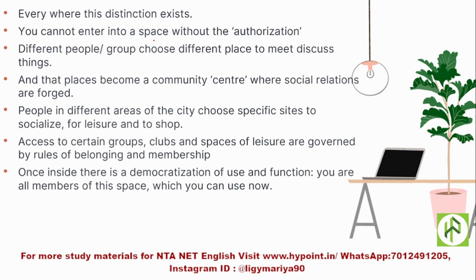So take the example of an institution. In that space, without any authorization, you cannot enter. Different groups of people choose different places to meet and discuss things. The affluent, rich people will go to clubs and pubs for leisurely hours. But poor people have to go to a different place to meet and discuss. They will not use these spaces. Similarly, different people choose different places to meet and discuss things, and those places become community centers.